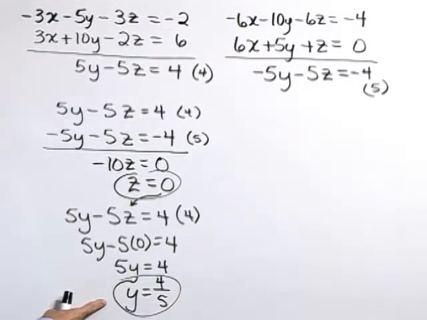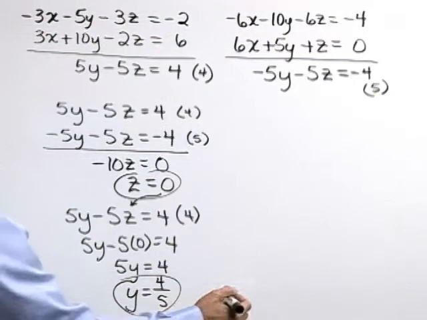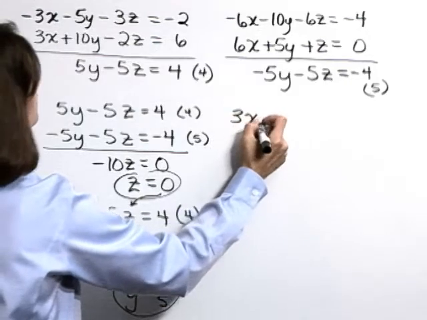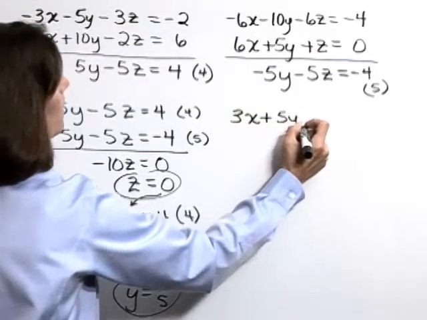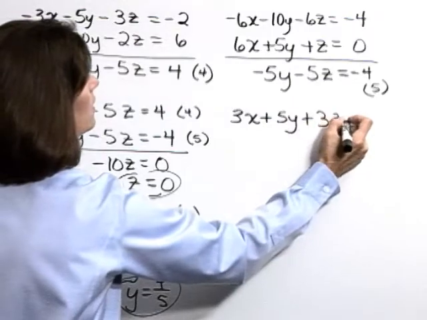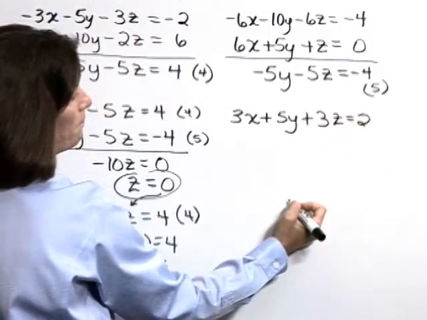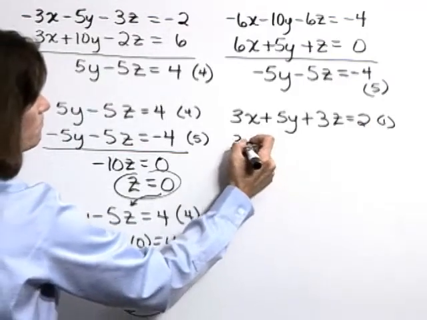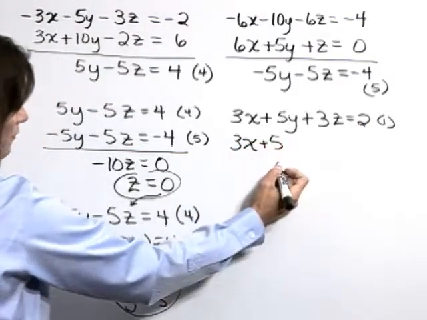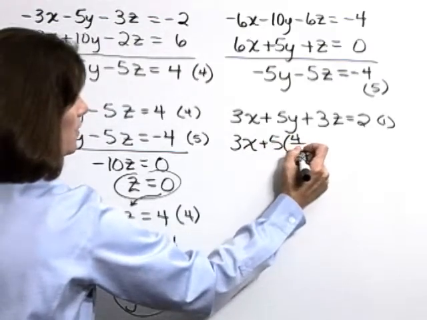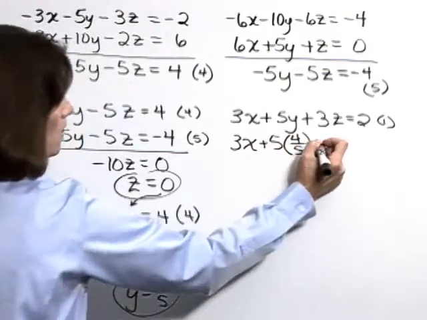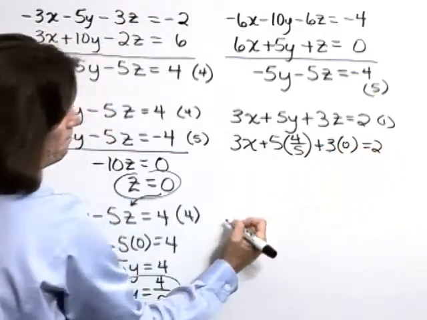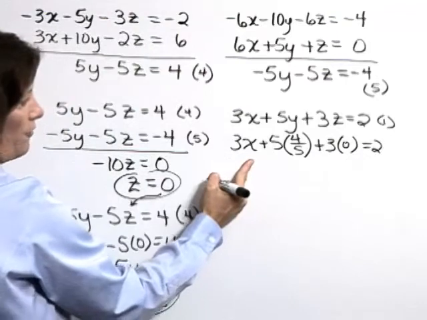And I'm going to pick equation 1 to do that with. Equation number 1 is 3x plus 5y plus 3z is equal to 2. That's equation number 1. Now let's substitute our values that we know. We've solved for y and found that it is 4/5. We've solved for z. We found it to be 0.